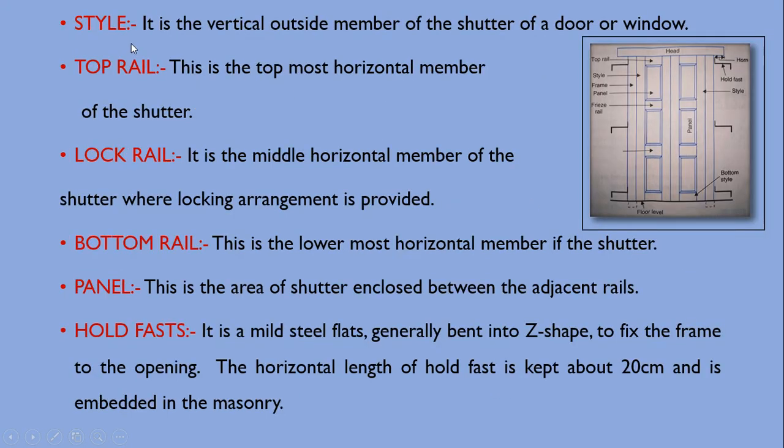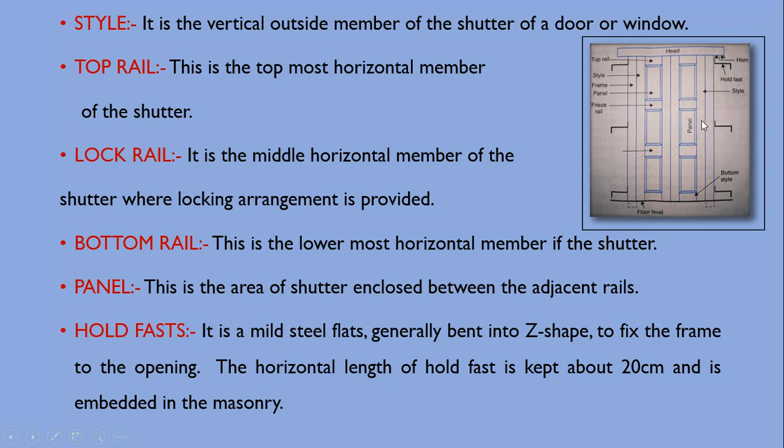Now next is stile. It is the vertical outside member of the shutter of a door or window. So this vertical outside member is called as stile. This is also a stile. Here you can see this is the stile. So what is stile? It is the vertical outside member of the shutter of a door or window. To provide the shutters, this stile is provided.